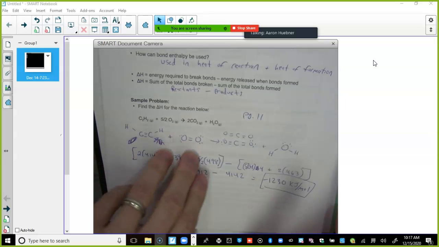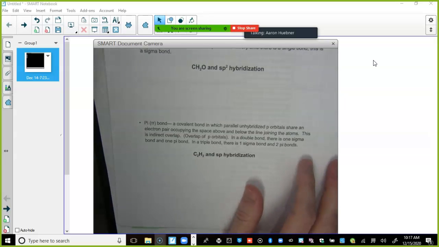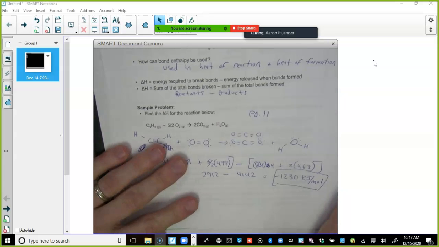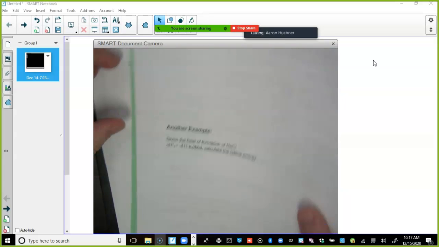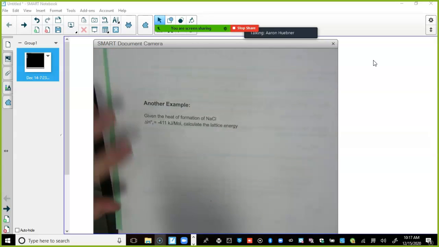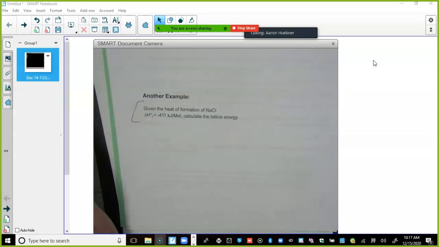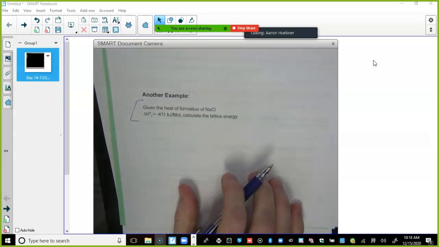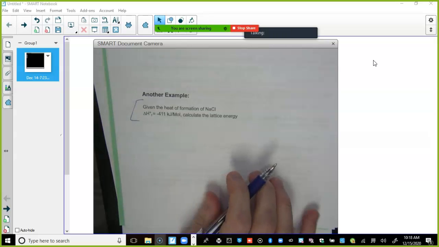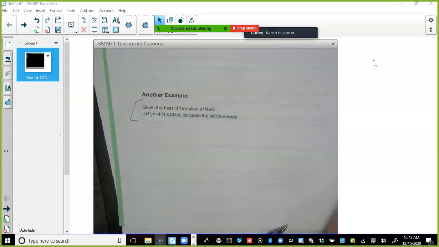Alright, I want to talk about hybridization, but there's only 7 minutes, and that's not enough time to really get into it. So we got enough time to try out on the previous page this example. Perfect. I wanted to make sure that we got through bond enthalpy. That's why we kind of skipped over this. So try this out. I'll pause the video.